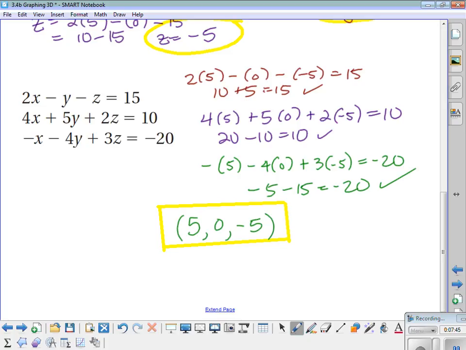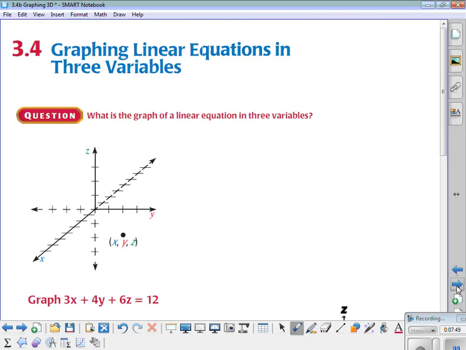All right, so the next thing we're going to talk about is graphing these equations. All right, so graphing in 3 variables.